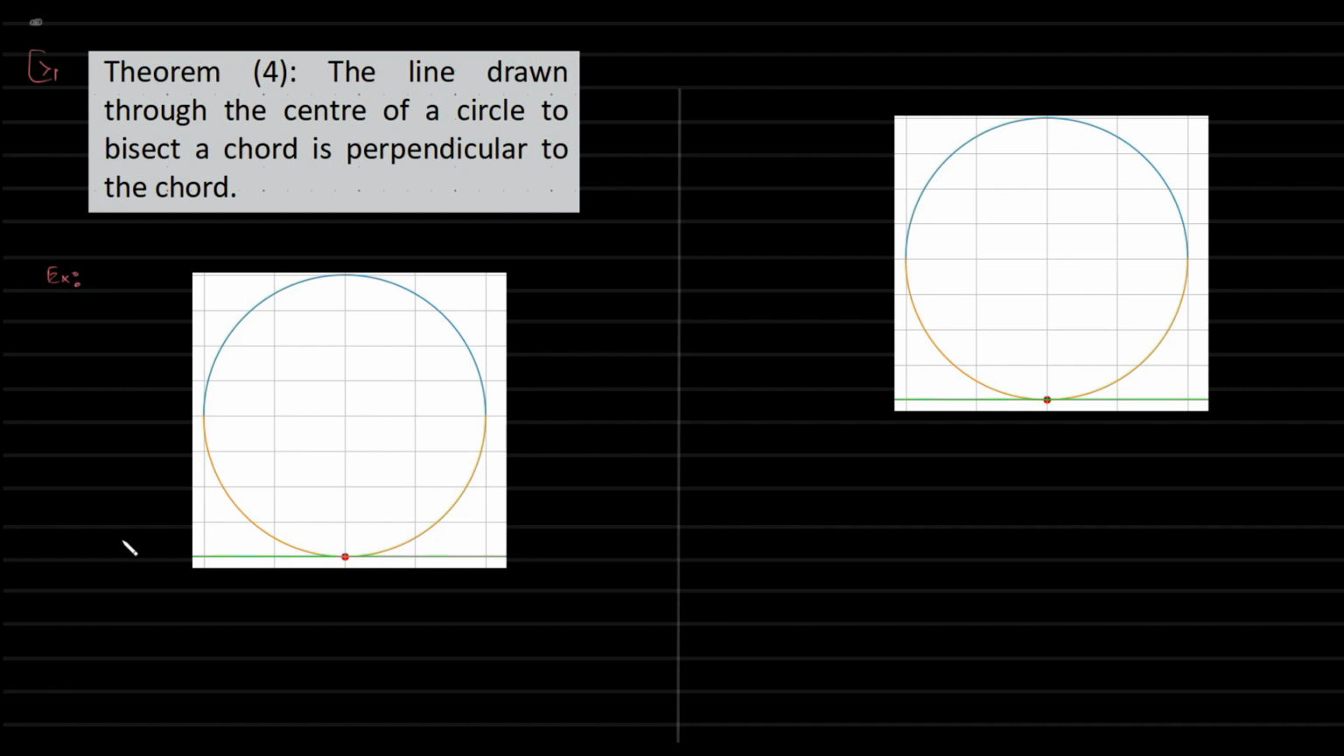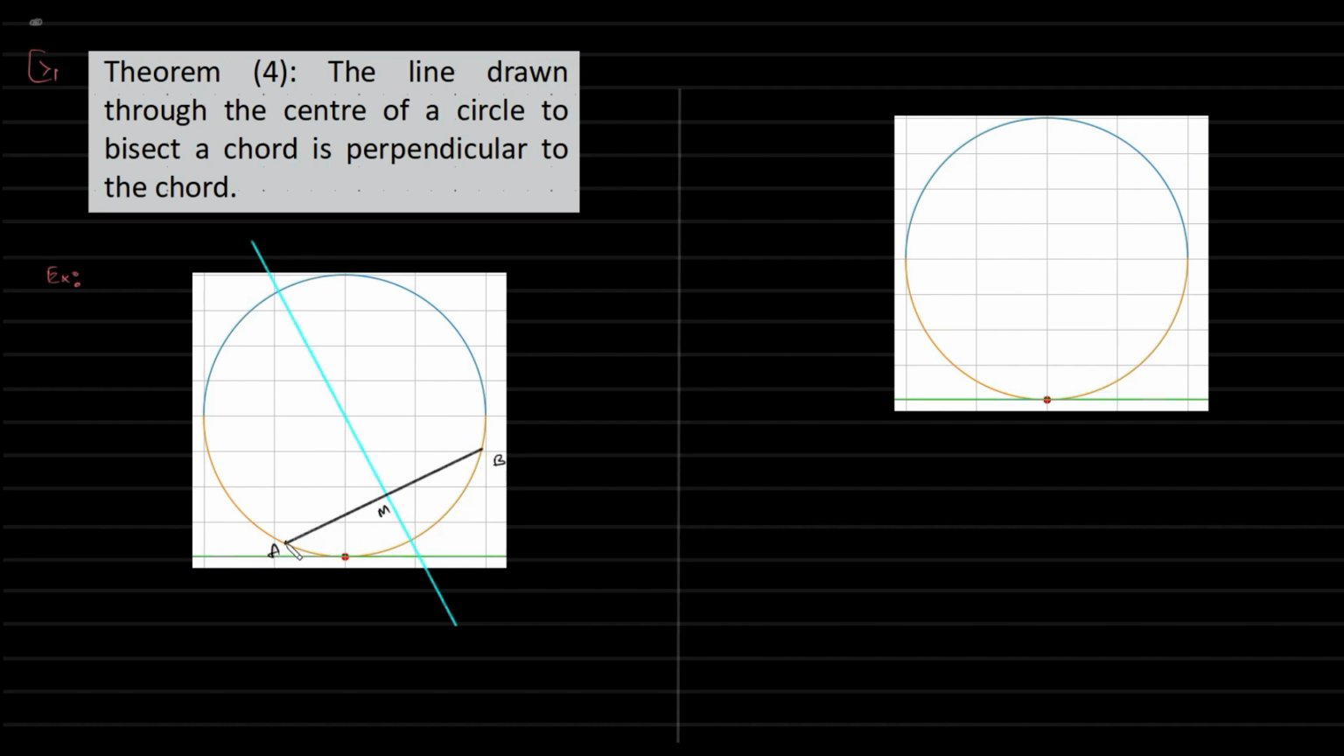A line drawn through the center of a circle. Okay, I have a line drawn through the center of the circle. Here, a line. Okay, to bisect a chord. So I have a chord, and this happens to bisect this. That is, if this is AB, and that's M.